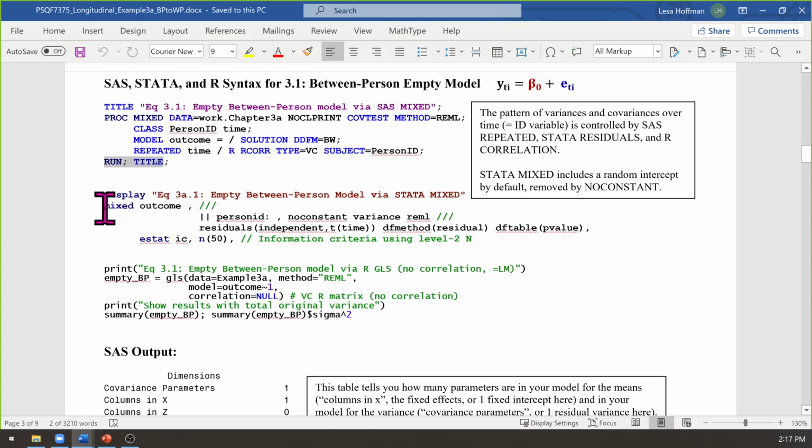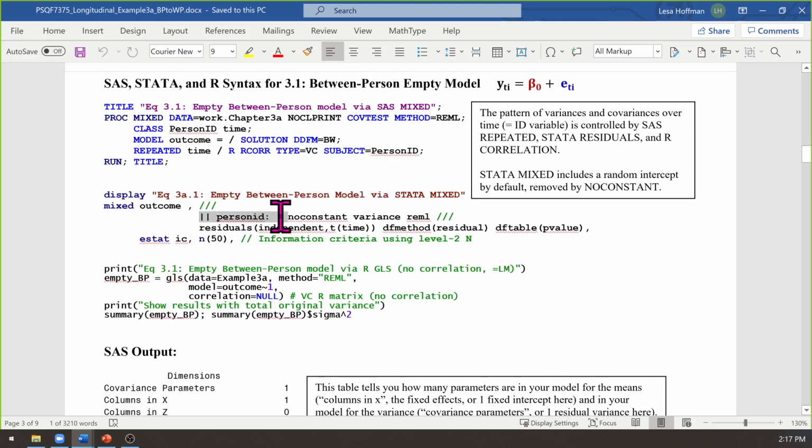In mixed, same beginning structure, Y is here. Any predictors would go right after it. Since there's none there, that means it's an empty model. The three slashes are a line continuer, because Stata doesn't use semicolons, so it thinks that when you get to the end of a physical line of code, that command is over. If you want it to keep reading, you have to use these line continuers.